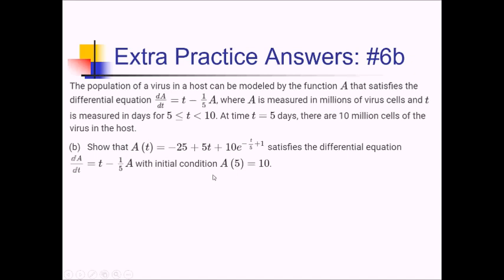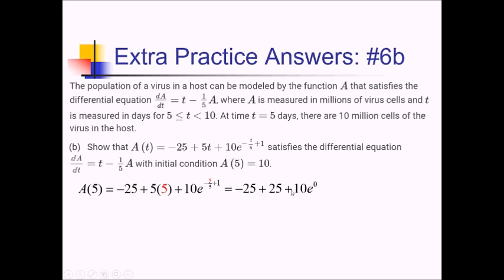Since we don't actually have to solve the differential equation, we just have to verify that this is the solution. So let's plug in 5 to start with here. A of 5, that's going to be negative 25 plus 5 times 5 plus 10 times e to the negative 5 over 5 plus 1, all that stuff. And I put 5 in red. That's the 5 that I actually plugged in there. So this was, let's see, negative 25 plus 25 cancels out. And this is going to be, let's see, 10e to the, well, this is just negative 1 plus 1.